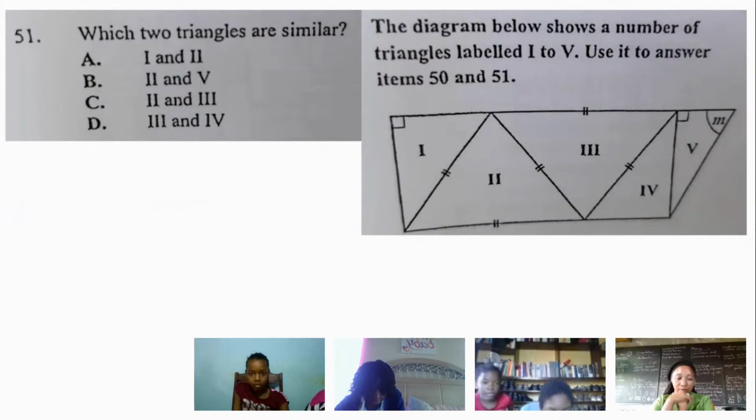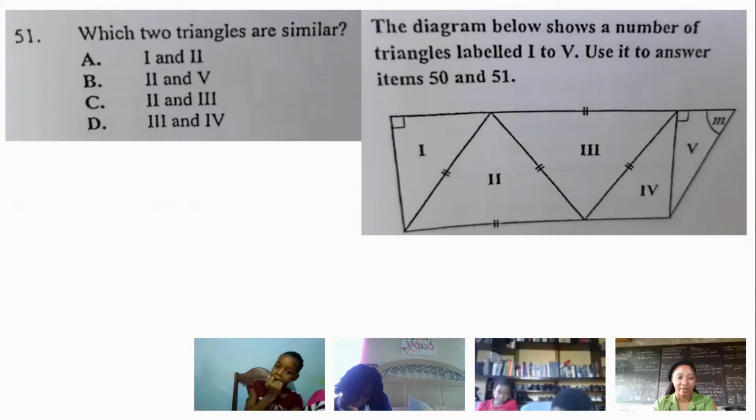Okay, miss, which two are similar? C. 2 and 3, miss. Miss, I agree. All right. Why do you say that? Miss, well, the shapes are the same, and they're just rotated in a different way. All right, so these two sides are equal, these two are equal. So these two triangles have three equal sides. So that's correct.